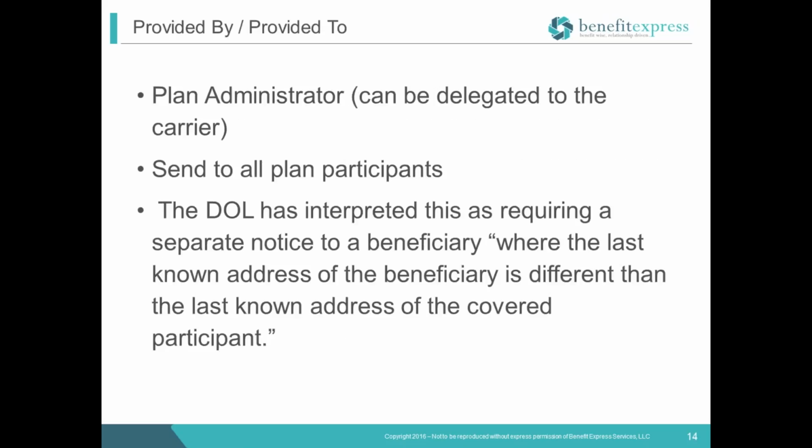This has to be given out by the plan administrator. It can't be delegated to the carrier. You have to send it to all plan participants. And the DOL has interpreted this as requiring a separate notice to a beneficiary where the last known address of the beneficiary is different than the last known address of the covered participant. So again, if you have adult children that are living separately, then it must be provided separately.